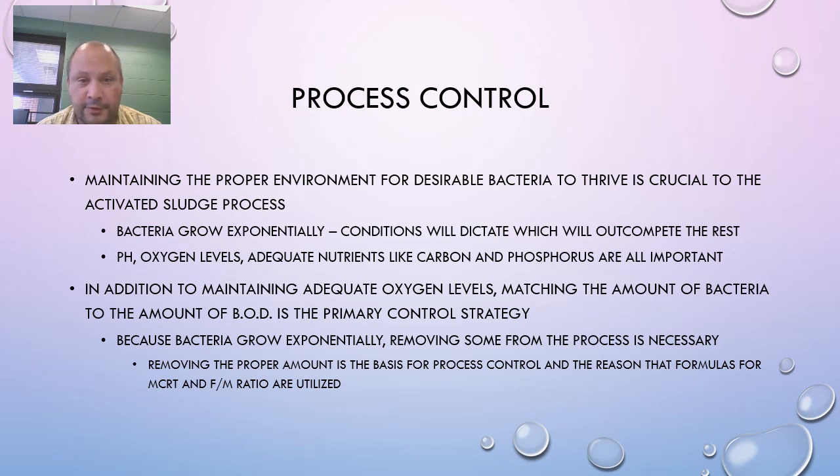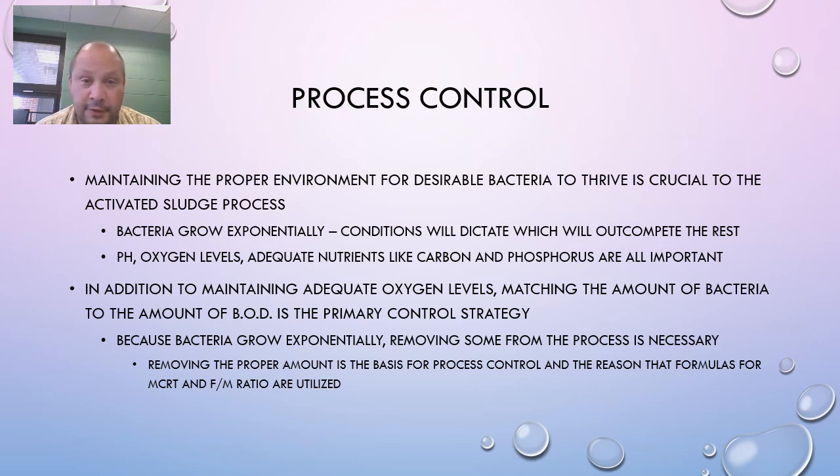Bacteria, of course, grow exponentially, and certain bacteria will thrive in certain conditions. So what we're trying to do is create the conditions so that the right type of bacteria, which for our purposes are going to be bacteria that clump together and flocculate and settle well in a final clarifier. Those are the type of bacteria that we really want to select for. And because bacteria grow so quickly and multiply, if we can create the right environment, then the desirable bacteria are going to outcompete undesirable bacteria and give us the type of growth that we want.